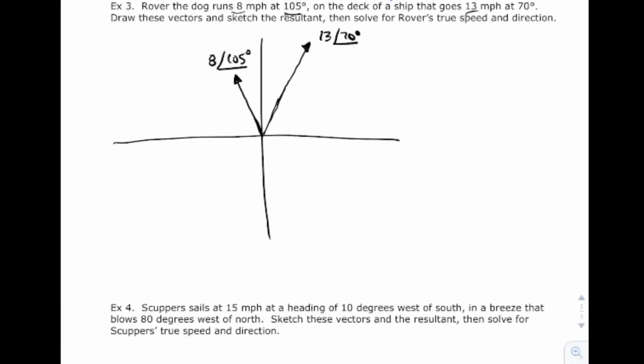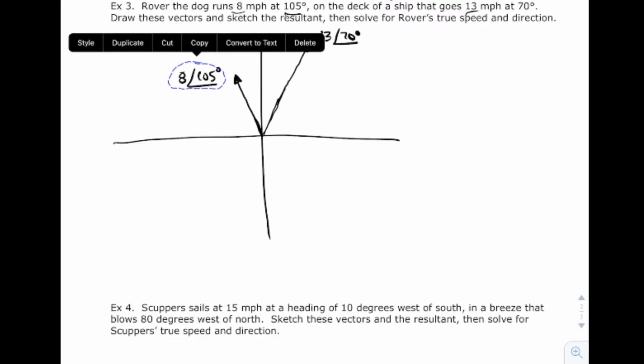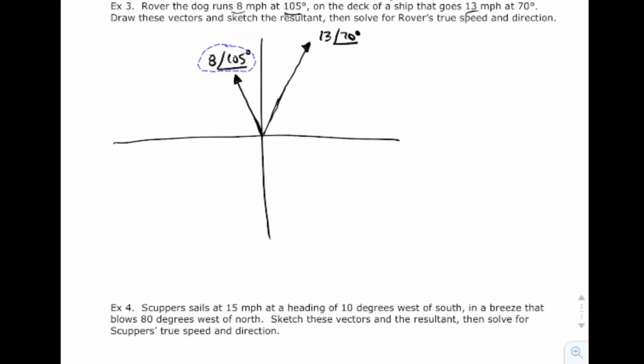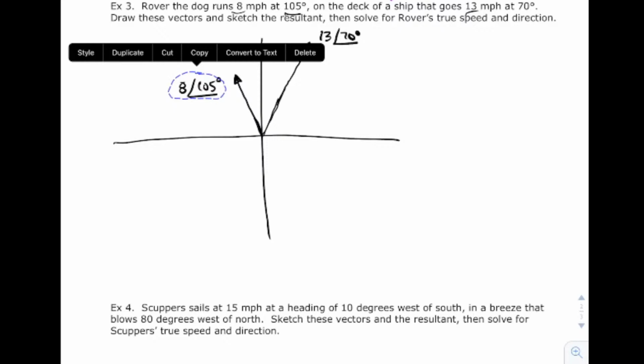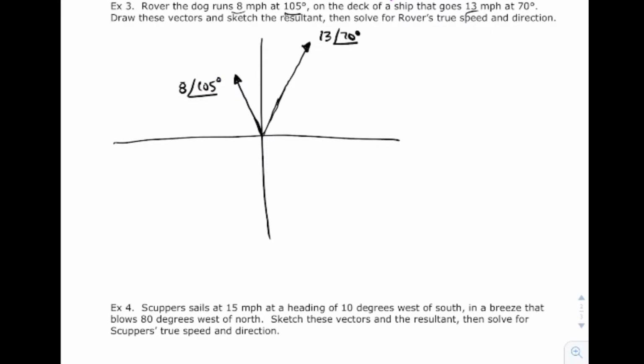Now actually I'm going to cut this, get it out of the way. I love that feature. Okay, so that's Rover. Which one's Rover? I'm going to label this. This is Rover. That's the Rover vector, if you will. And then this is the boat vector, or the ship vector, going this way.